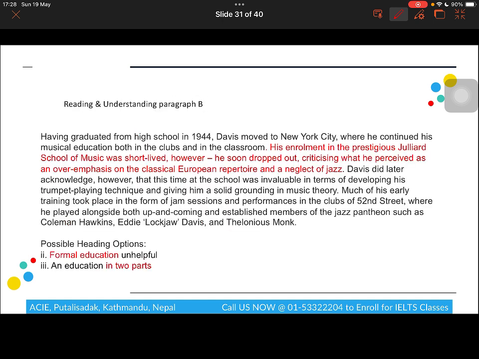Moving on and reading paragraph B, it's mostly about his high school and his education.